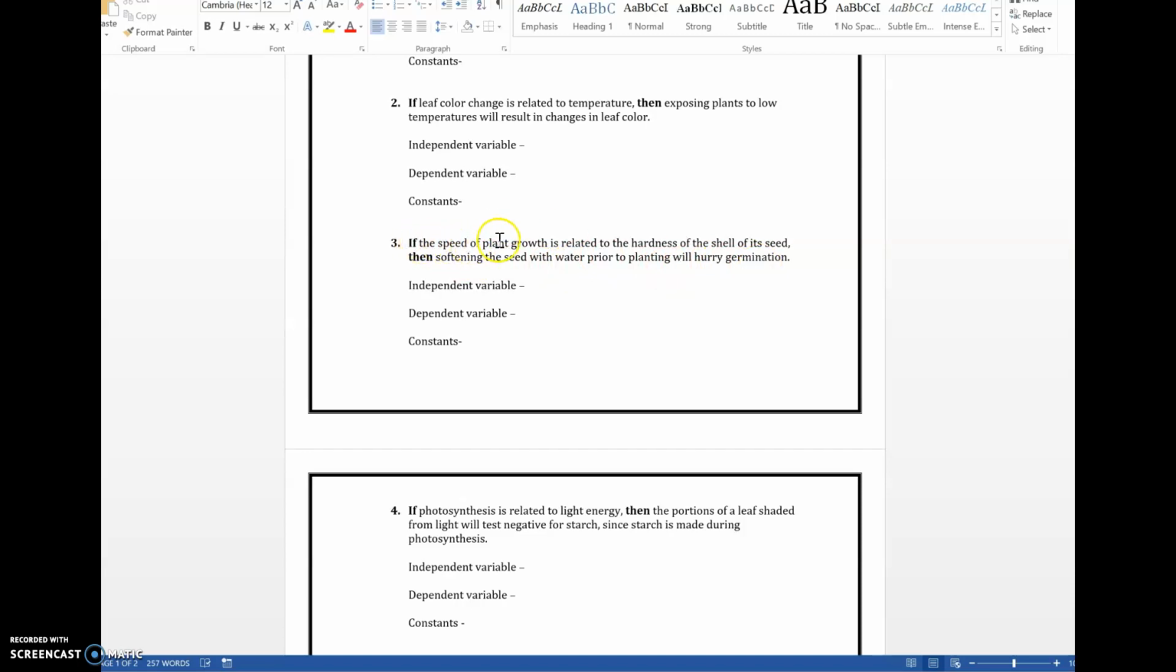So if the speed of the plant is related to the hardness of the shell of its seed, the independent variable is the hardness of the shell of the seed. And then what we're going to look at and how we're going to measure it is whether germination occurs or not, right? So whether germination occurs or not is the dependent variable, and then we have to look at this. So we're going to look at whether the seed stays soft or if it hardens, and that plays a role in that germination.